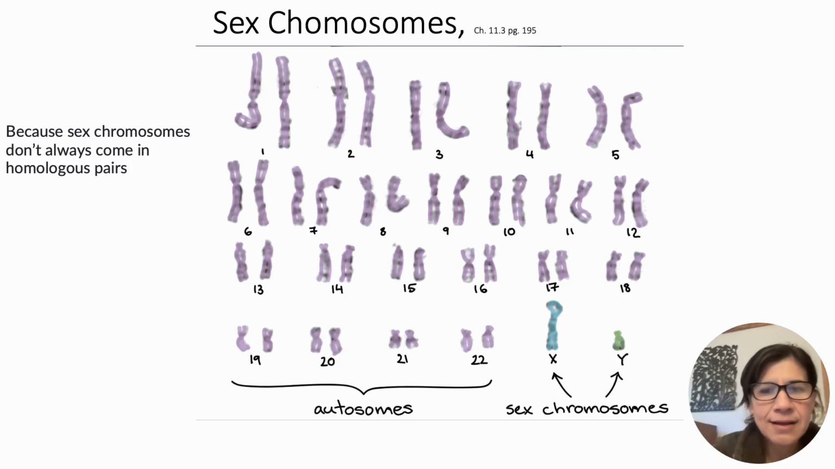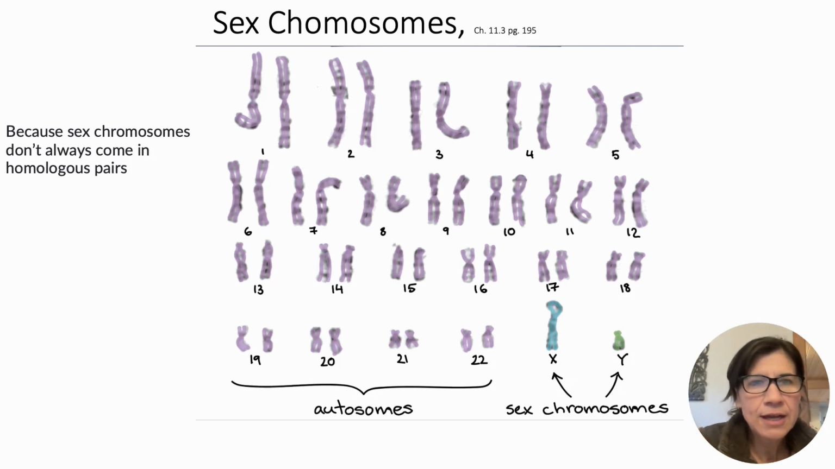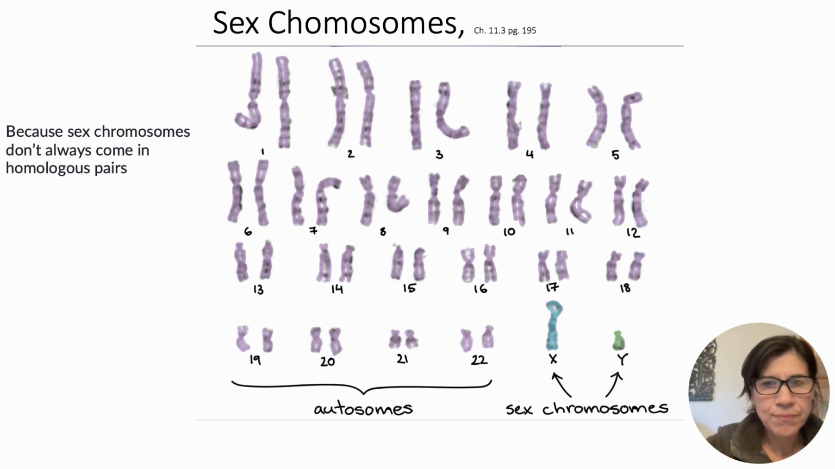Hi class. In this video lecture, I'm going to cover the sex chromosomes and how genes that are found on these chromosomes have different inheritance patterns than the ones we've been talking about with just dominant and recessive and everyone having two copies. All right, so here's a picture of a karyotype.